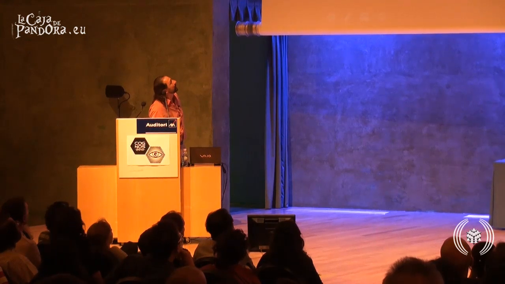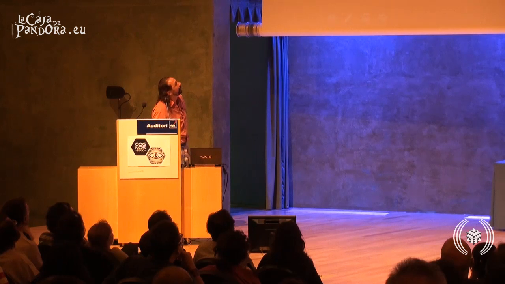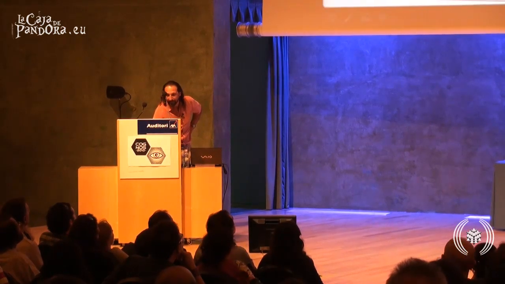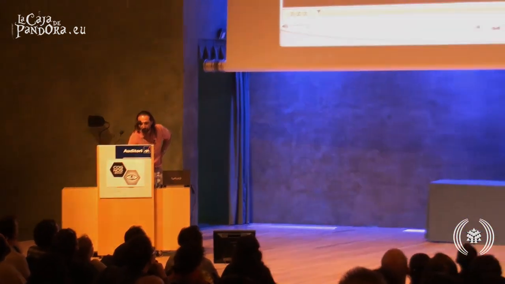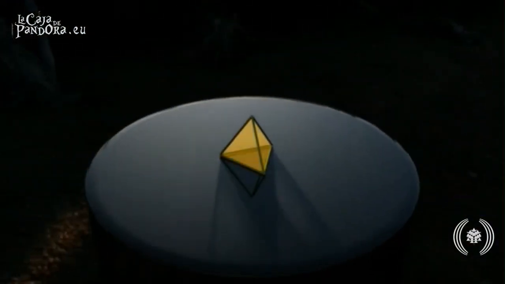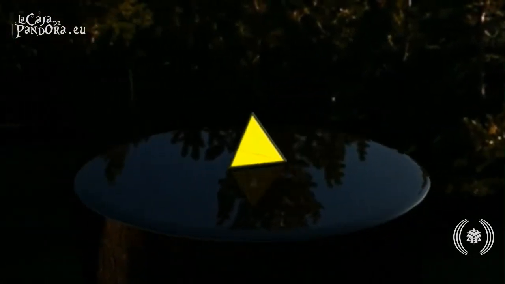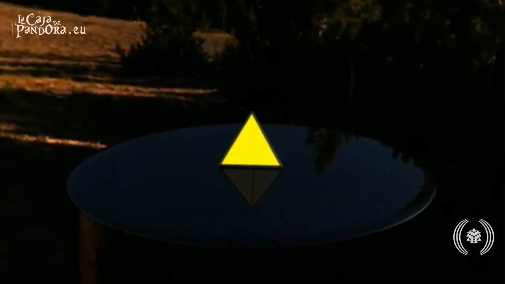Let's see. See if I can start this. I have new animations. Hello. Oh, there it is. Wrong screen. Okay. So here's this one tetrahedron. And, you know, I'm really happy with these new animations.